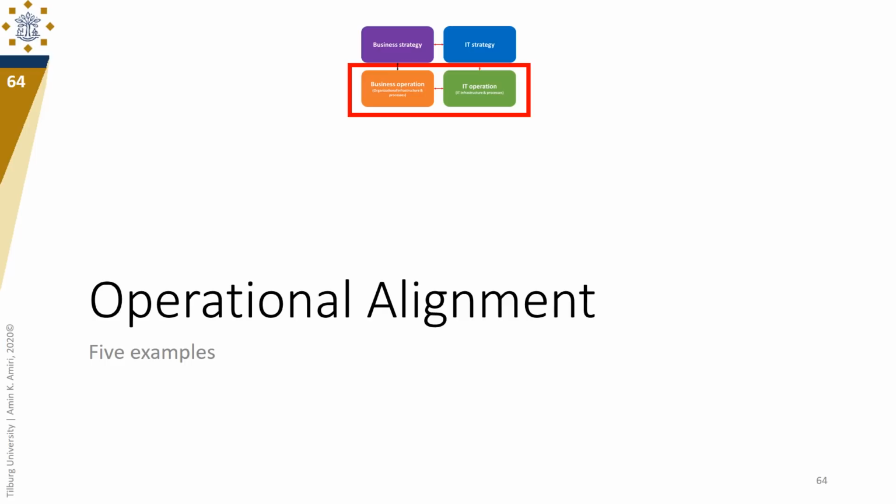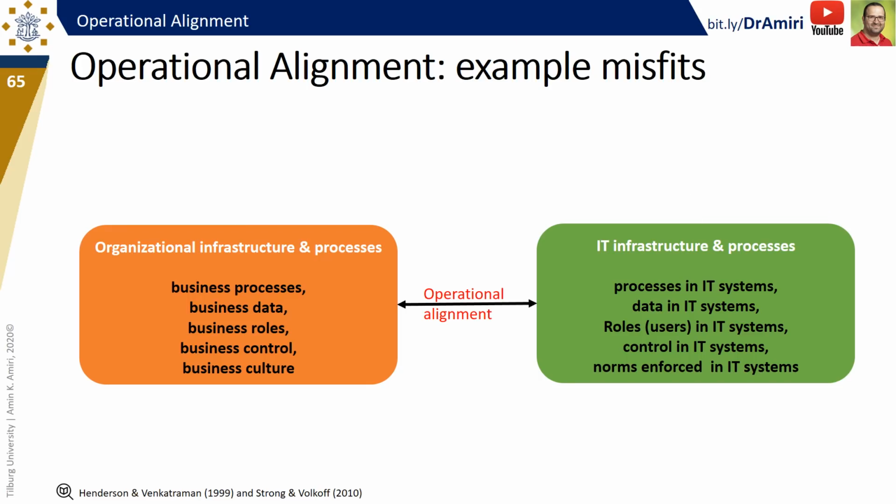The last alignment type that I discuss here is operational alignment. That is the alignment between the business operation and IT operation. I provide several examples of operational alignment in the next slide. I provide 5 examples of misfit that can be categorized under operational alignment or operational misalignment.